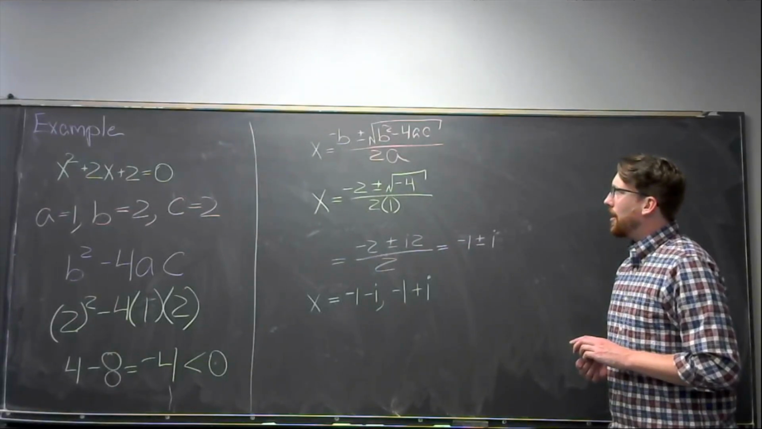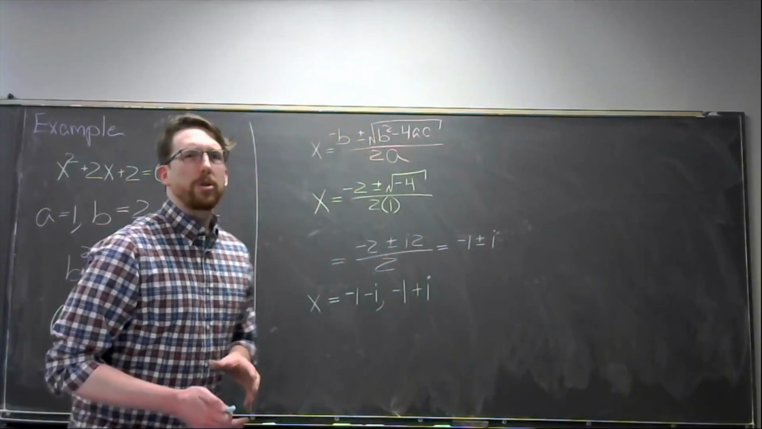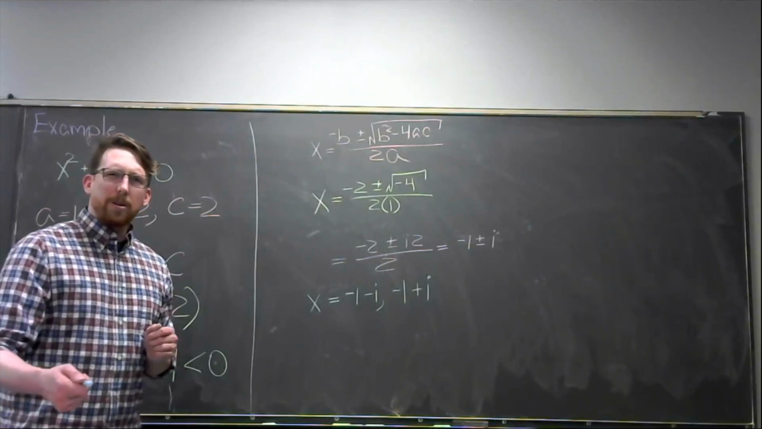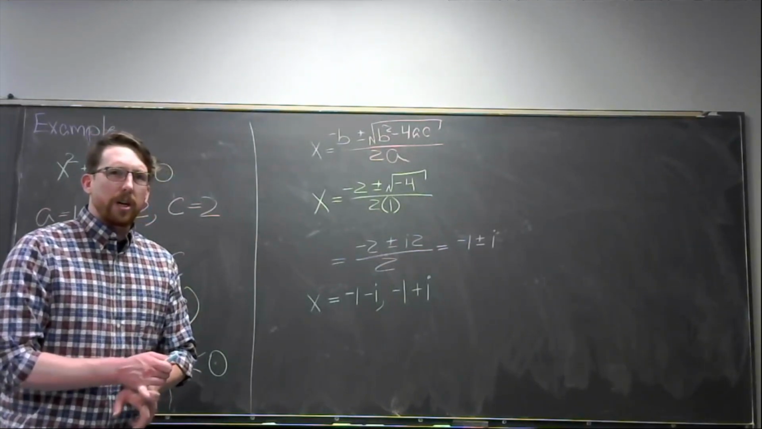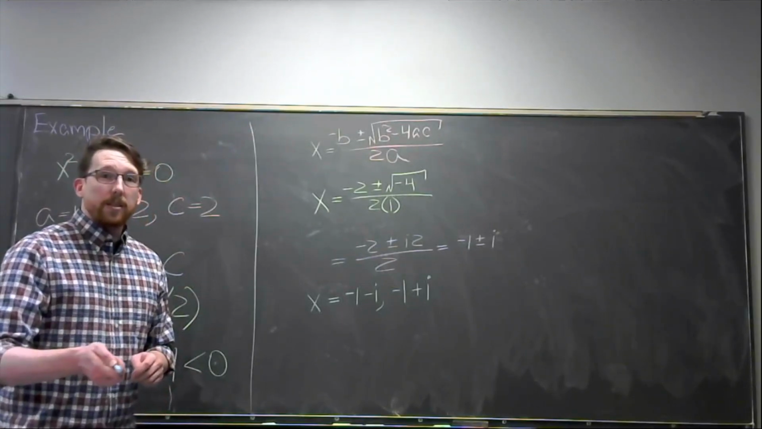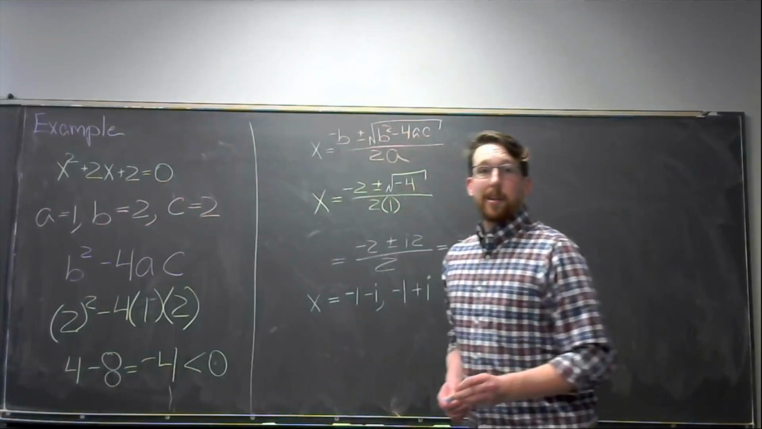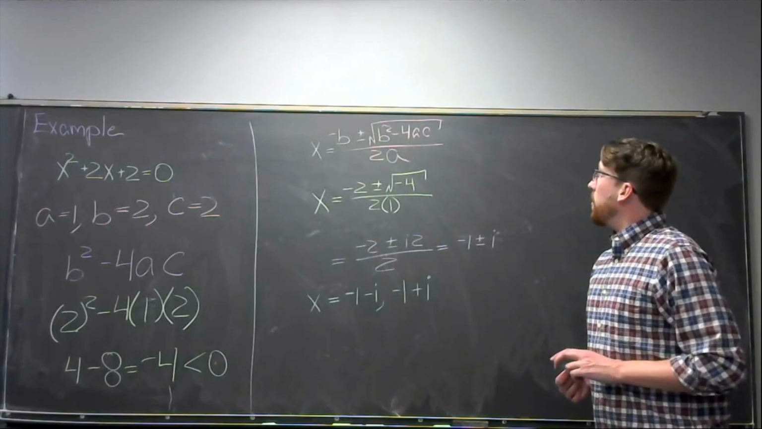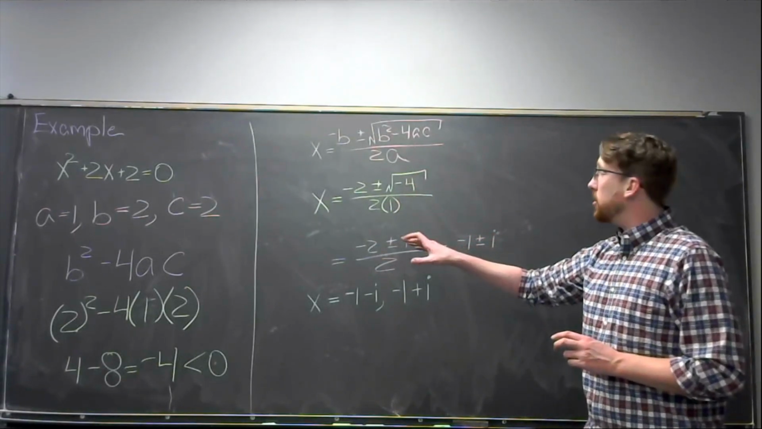So, is that always the case? If we're going to have complex solutions to a polynomial, do we always get them in pairs, and are they always going to be complex conjugates? Yes and yes. The discriminant tells us that they're always going to come in pairs. And if we look at what's happening, we can see that they're always going to be complex conjugates.